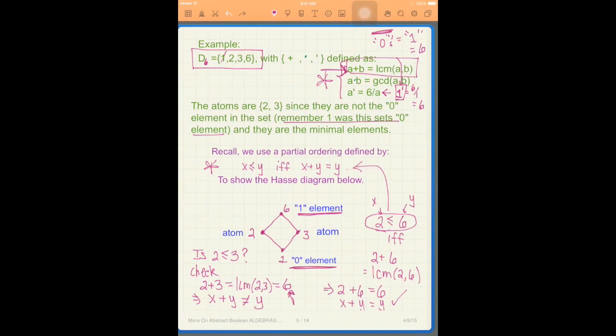Okay, but they're the minimal values in the building blocks. So these are called the atoms. At this level, that is just one above the 0 element. Two and 3 are the atoms here.